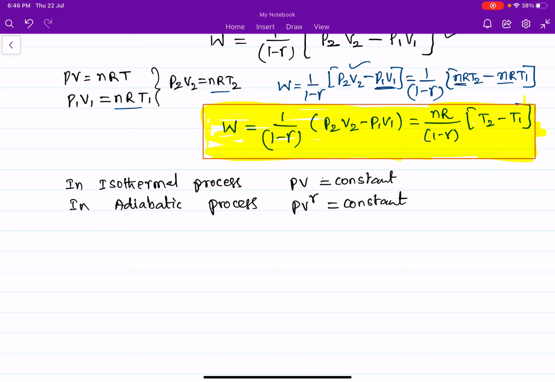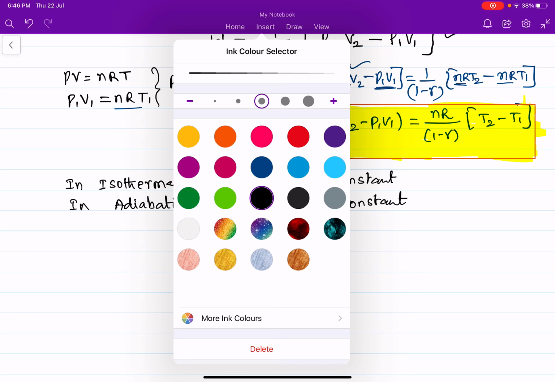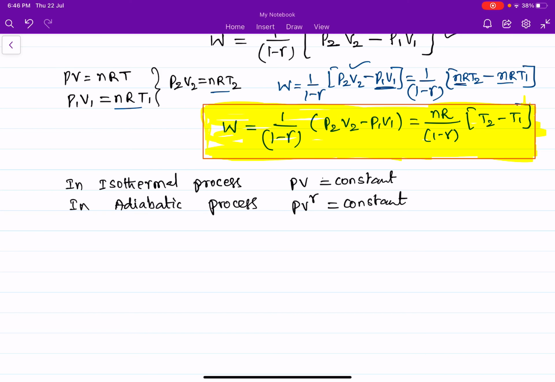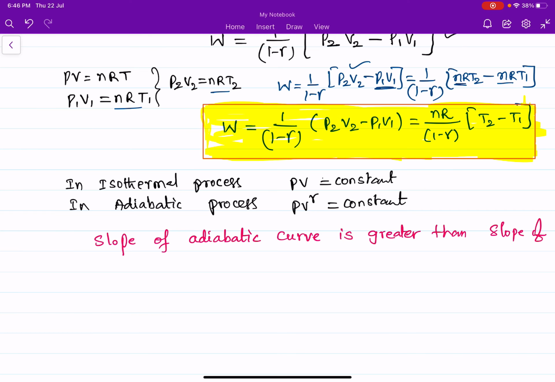PV to the power gamma equal to constant. That means slope of adiabatic curve is greater than slope of isothermal curve. We call isothermal curve as isotherm.